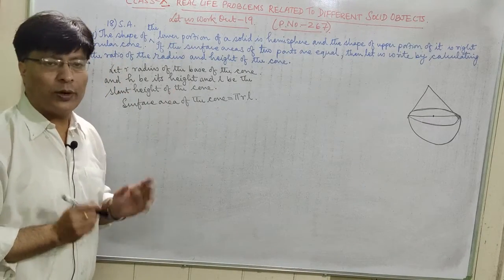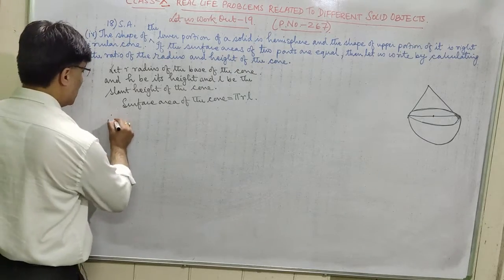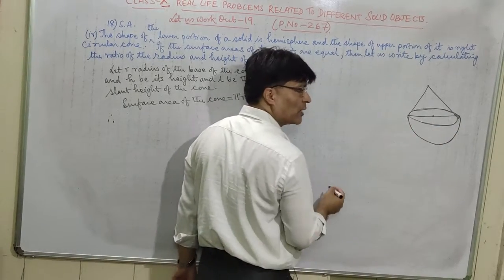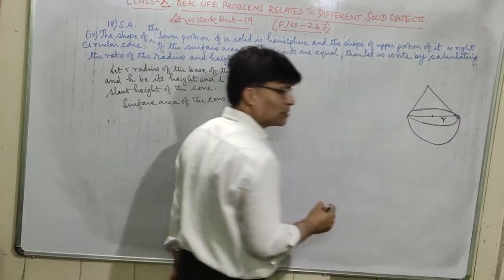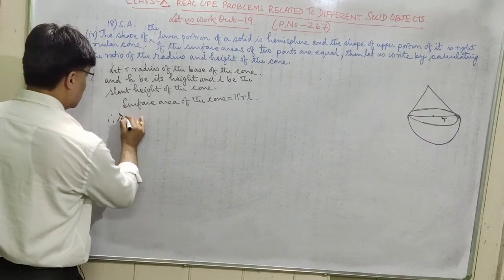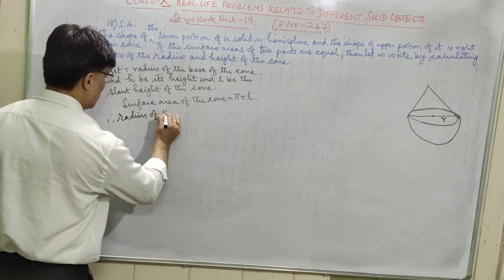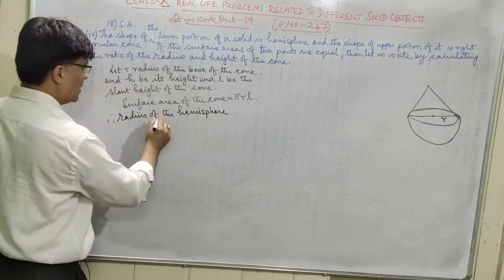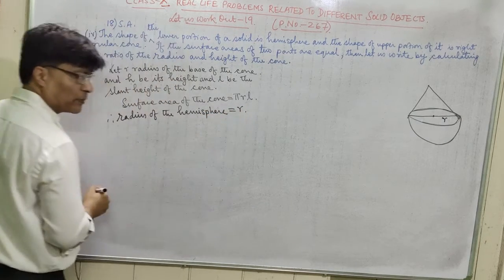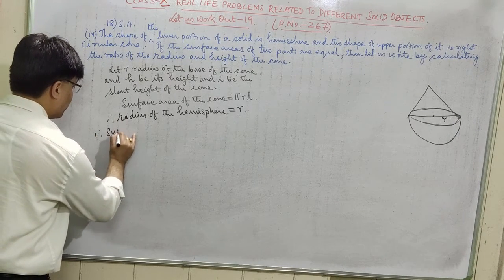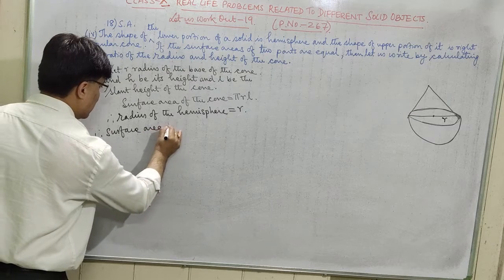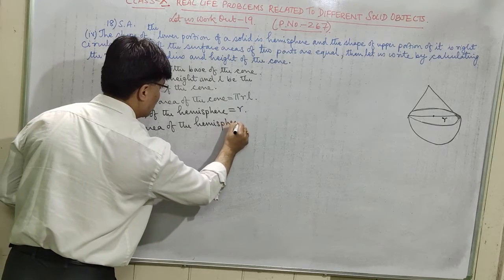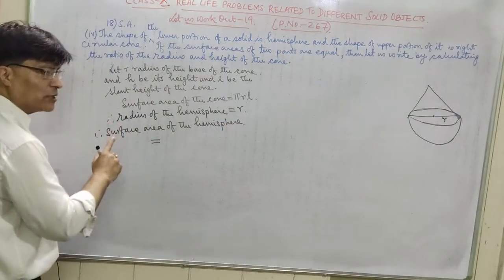Now again, what is the radius of the hemisphere? This is the base of the cone and this is also the upper portion of the hemisphere. So from the figure it is understood that the radius of the hemisphere is also R. So what is the surface area of the hemisphere?